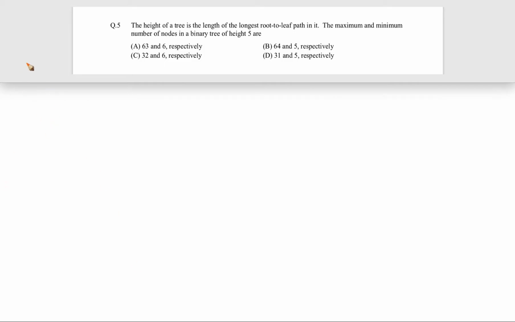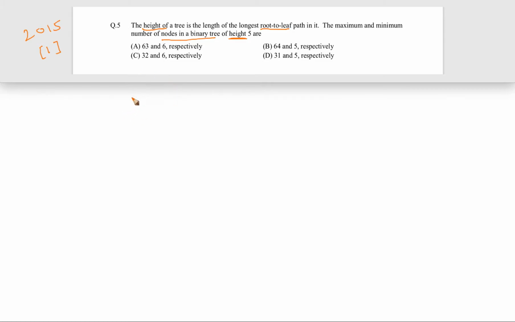Now let's see this question. This question came in GATE 2015 for 1 mark. The question is, the height of a tree is the length of the longest root to leaf path. The maximum and minimum number of nodes in a binary tree of height 5 is what? That we have to find out.